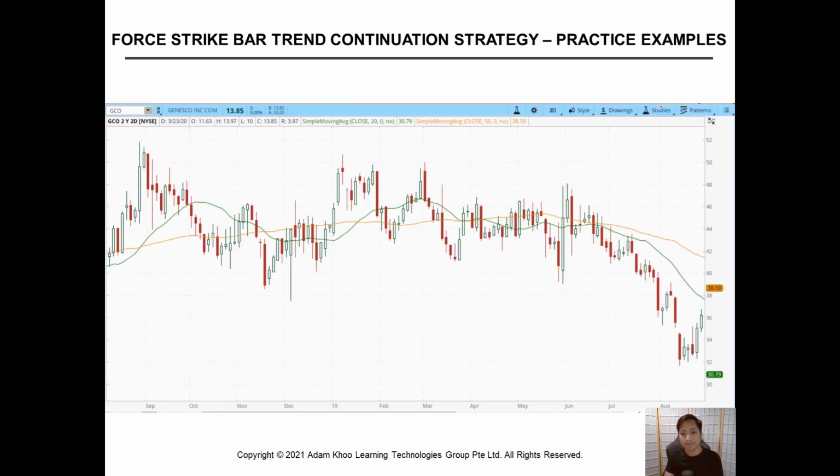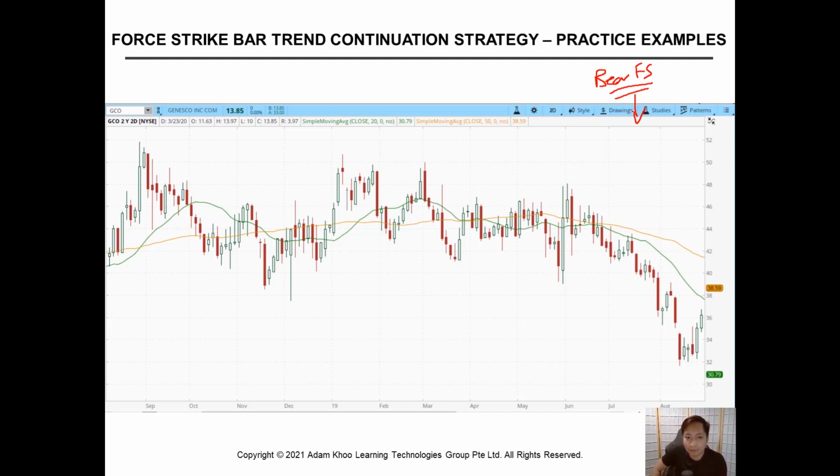Okay. So next over here, you will be able to find a bearish FS over here somewhere at the lows here. So again, you can pause the video and find it first before I go through.